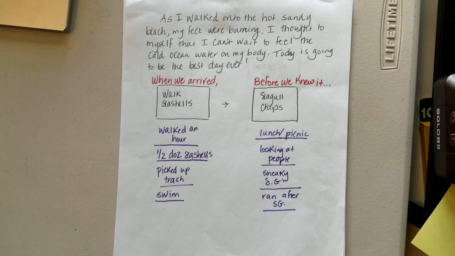So I might say something like, okay, so when we arrived at the beach, the first thing we did was we went for a walk to collect some seashells. We couldn't believe that we walked for almost an entire hour. We collected about a half a dozen seashells throughout our walk, excuse me. One of the things that we also did was make sure to bring a trash bag, so when we went on our walk, we could collect trash. So that's always something good to do for the environment.